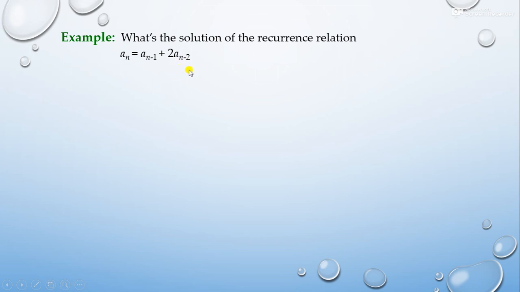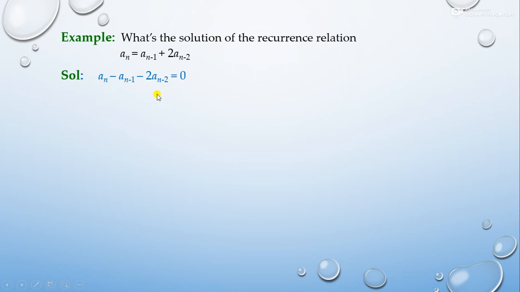So now we have to solve this. We solve this by the characteristic root method. Here this is a homogeneous recurrence relation, that is a_n minus a_{n-1} minus 2a_{n-2} equal to 0. So this is our homogeneous recurrence relation.